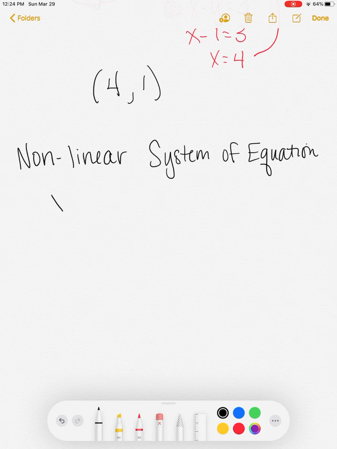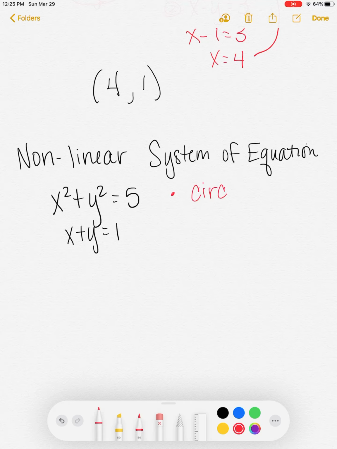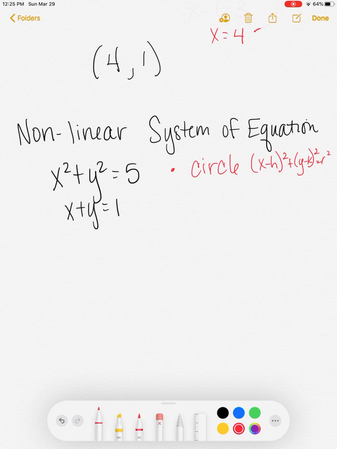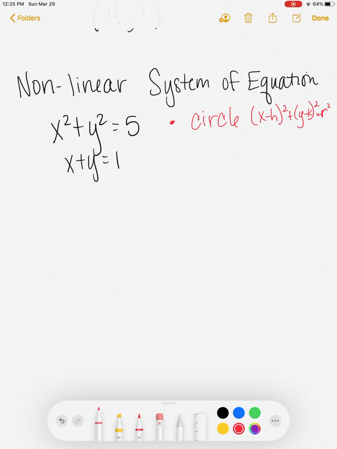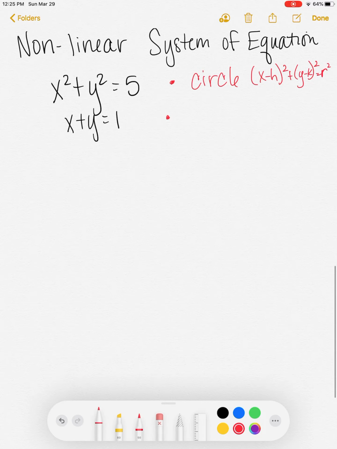In this case, I'm looking at x squared plus y squared equals 5. And then my other one will be x plus y equals 1. So this guy here, if I was in class with you right now, I'd say, who knows what this creates when you graph it. Hopefully someone will remember that this is a circle. If you remember the circle form, it was x minus h squared plus y minus k squared equals r squared. So in this case, my h and my k are just 0, 0. There's supposed to be an r over there. Okay, so this one is a circle right here. This one is a linear though.